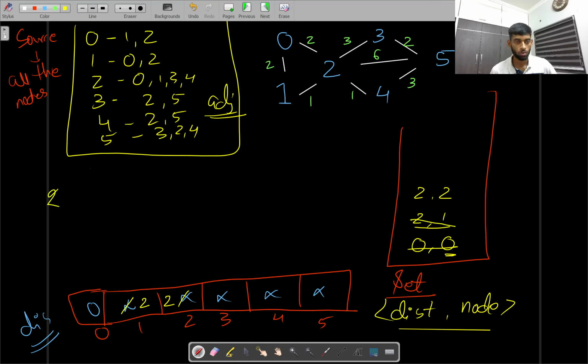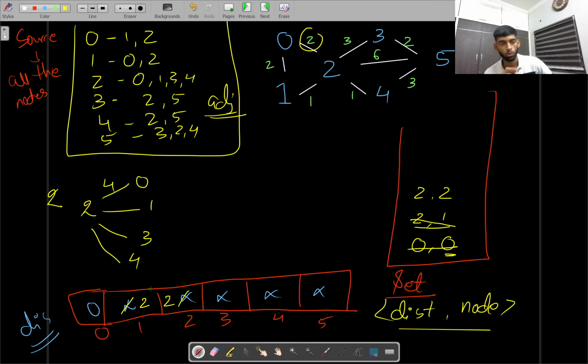Now the node is 2. Distance is also 2. From node 2, we can reach either 0, 1, 3 or 4. Now 2 to 0 will have a distance equal to 4, because we have already a distance of 2 to reach the node number 2. So it is 4, which is greater than 0, cancel. Node 1: 2 plus 1 equal to 3, it is also cancelled.